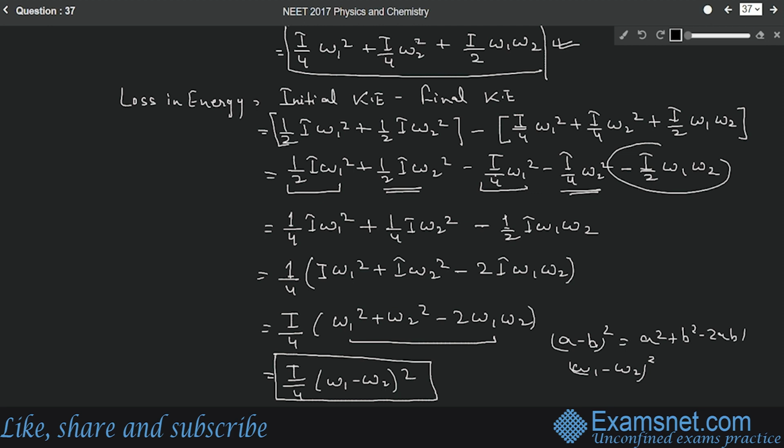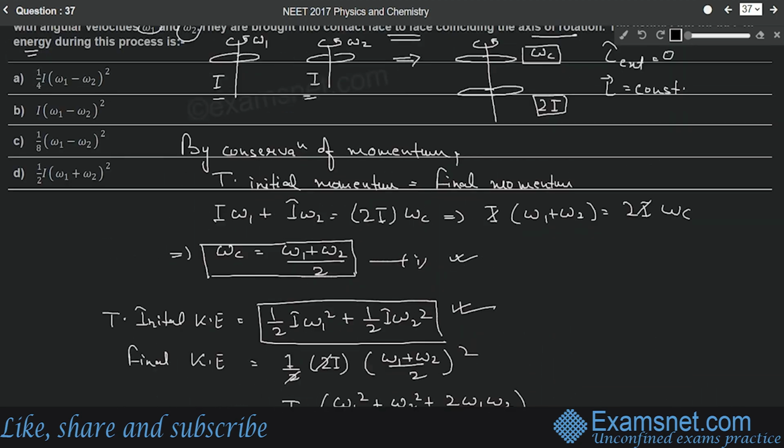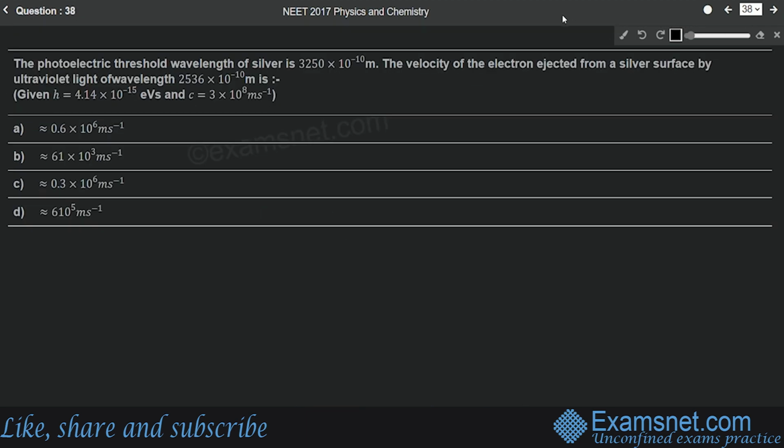Okay, this was lengthy, but you can do it carefully. So I by 4 (omega 1 minus omega 2) whole square. So let's see which is the correct option. I by 4 (omega 1 minus omega 2) whole square. That means option A seems to be the correct one, right? Yes, option A is the correct answer.